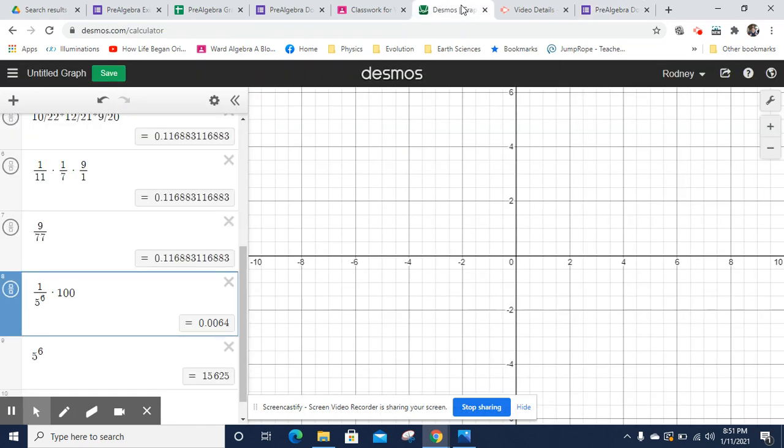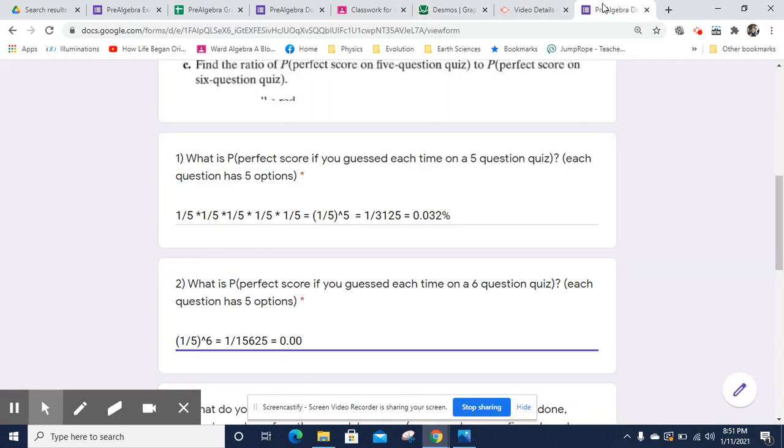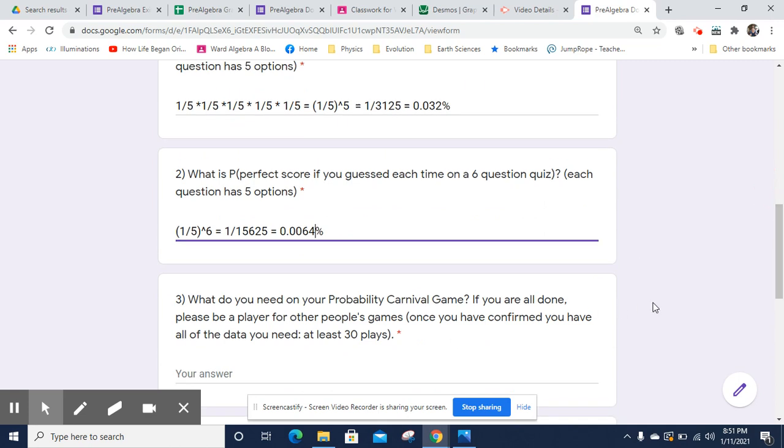How many zeros was that? That was 0.0064%. And this is not approximately, it's exactly that percent. So that is that. I hope that was helpful.